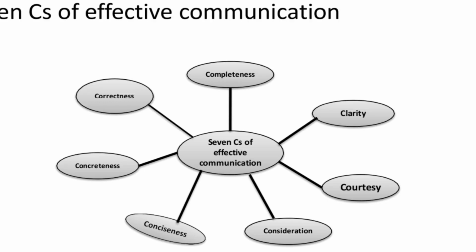So whatever you are telling, you have to say it completely. Clarity should be unambiguous, so you have to have clarity of information. Courtesy should be there and consideration should be there. It should be concise or precise and it should be concrete. It should not be too abstract, and correct information you have to give. So these are the 7 C's of effective communication: completeness, clarity, courtesy, consideration, conciseness, concreteness and correctness.